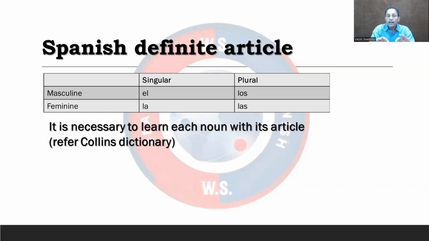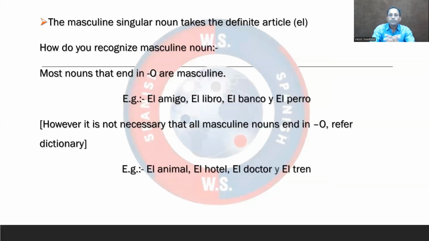I hope it's clear. And how will you find out whether it is masculine or feminine? You need to refer to a dictionary for that. Okay. So now in the Spanish language, there are certain hints which will tell you whether it is a masculine noun or a feminine noun. So let's first talk about masculine nouns.